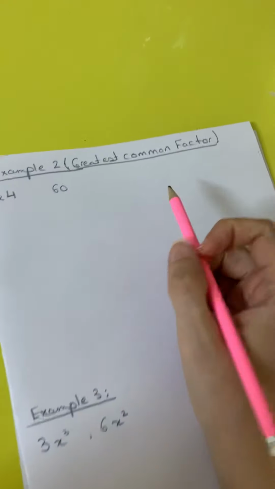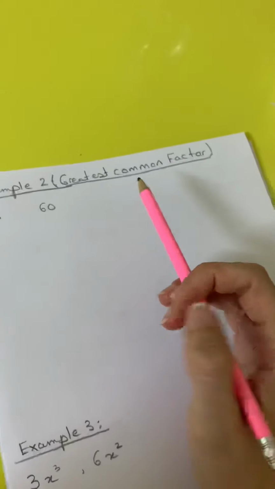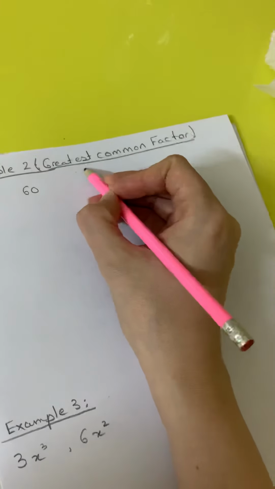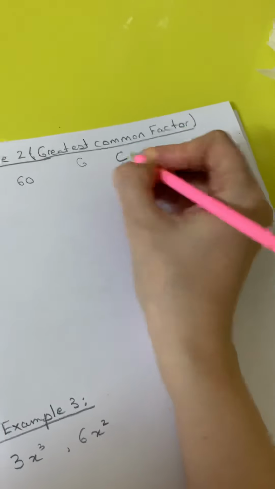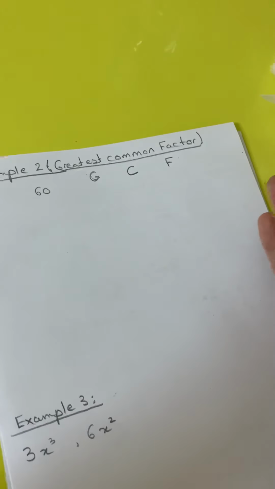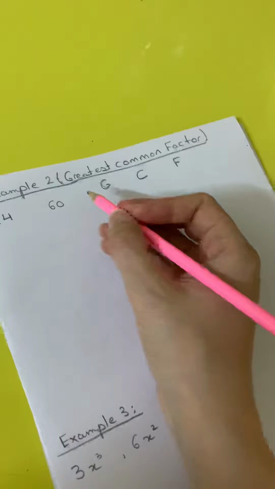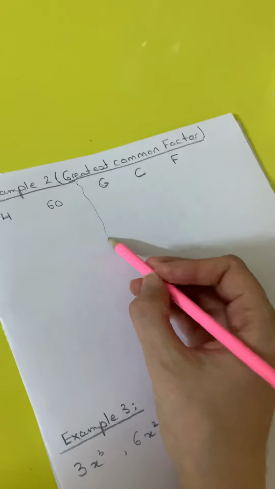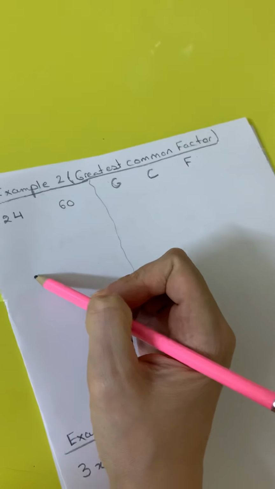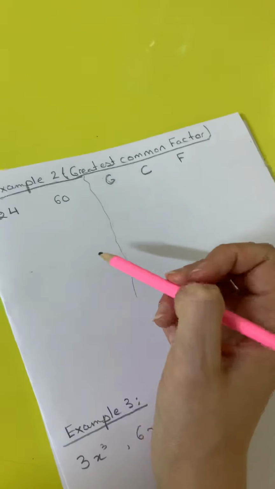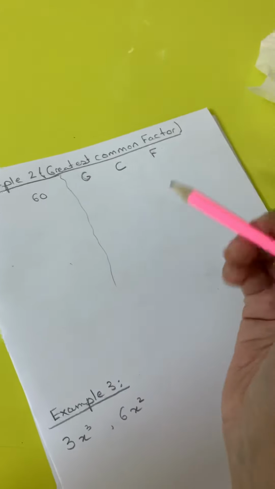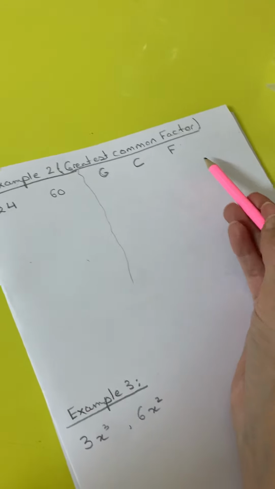Example 2 says, if you see the title of the example, greatest common factor, and we can write it as GCF. So what is the greatest common factor of two numbers? What we're going to do is the following. I'm going to find the prime factorization of 24 and the prime factorization of 60. And then I'm going to find what is called the greatest common factor, okay?